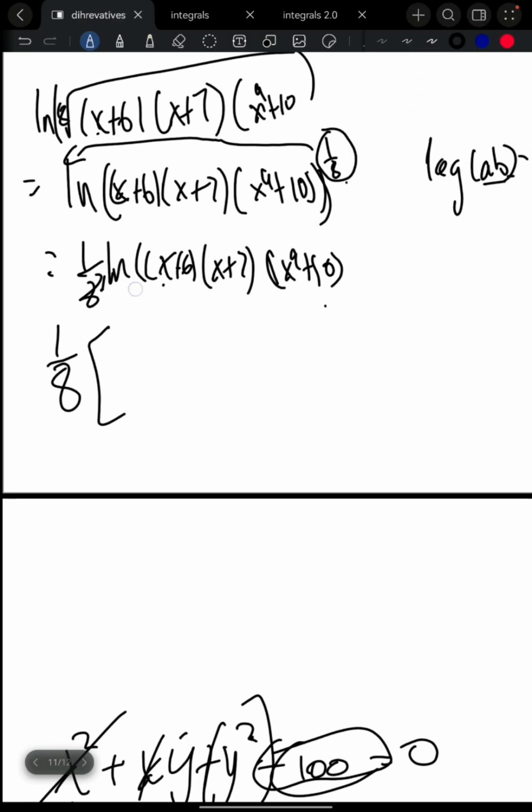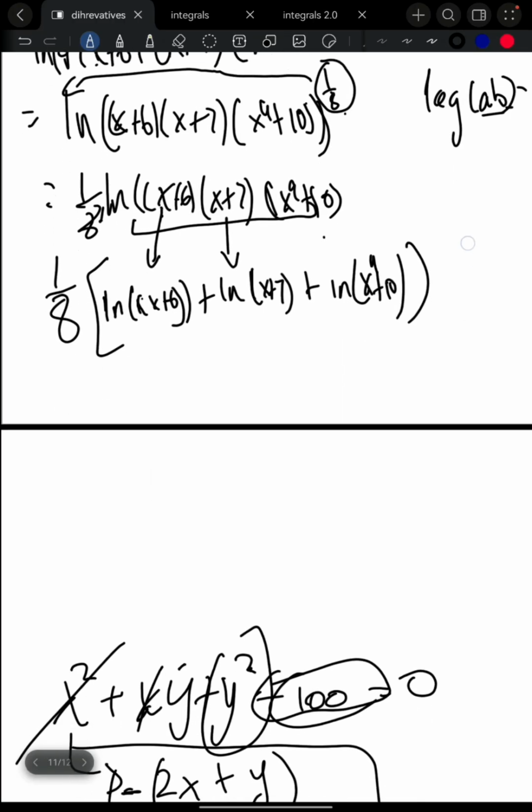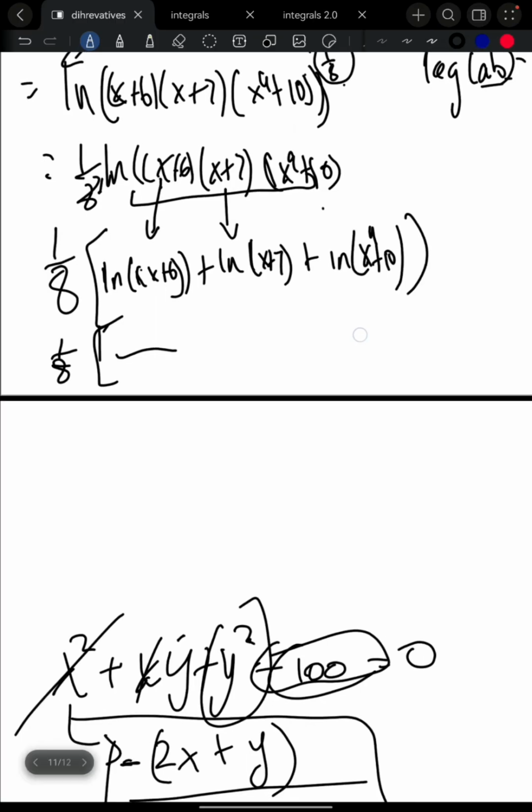So you can write this as ln of x plus 6, plus ln of x plus 7, plus ln of x to the 9 plus 10. Then you differentiate this. This is good practice, I guess. Whenever you're doing ln, think of it as a fraction.